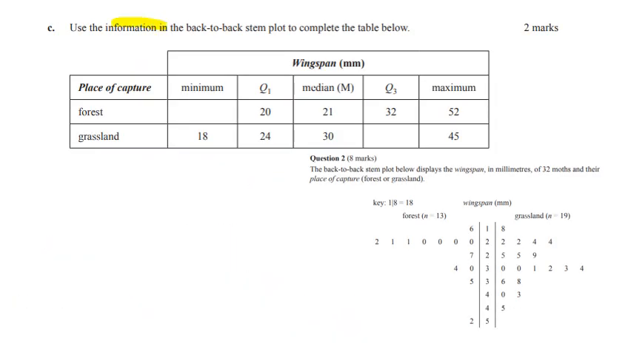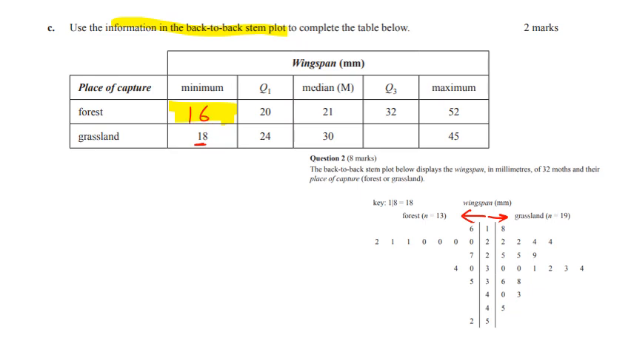Okay, so we need the information from the back-to-back stem plot, so I've put it in the bottom right-hand corner here. First one is minimum. I think most people got this right. Just to remind ourselves, minimum is this top number, the smallest number. We can see the 18, that's that. But remember, from this stem, the leaf goes out the other way. So that's 16. So hopefully no one wrote 61.